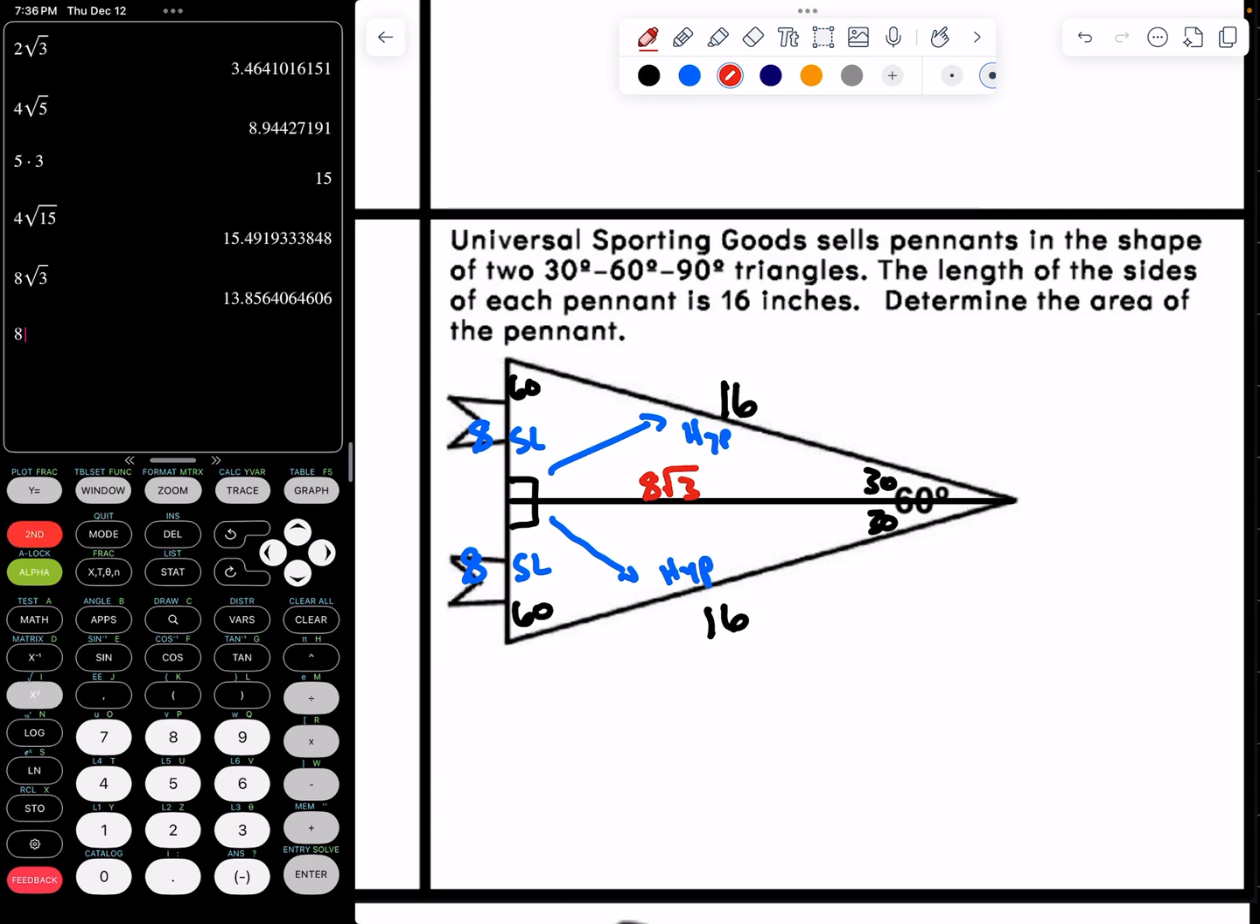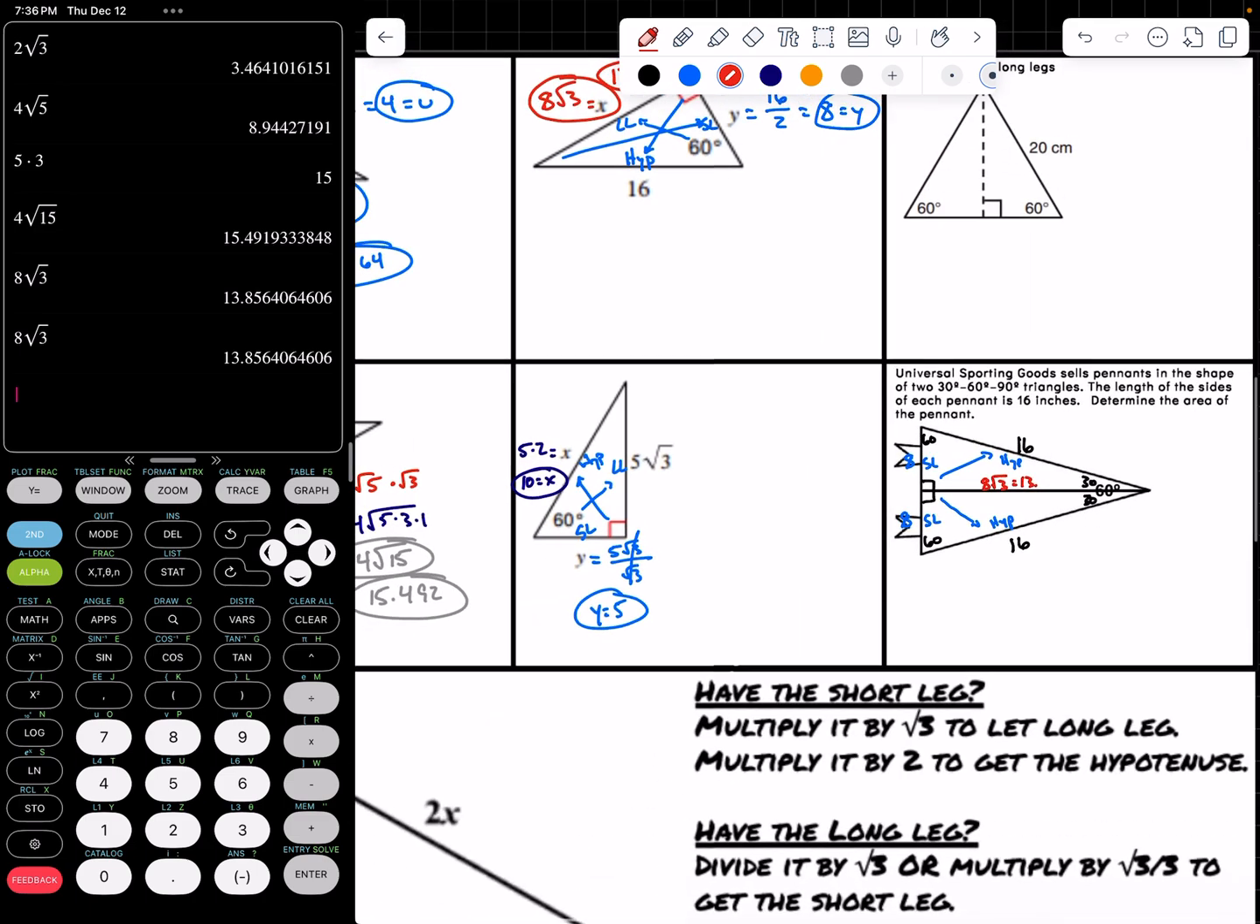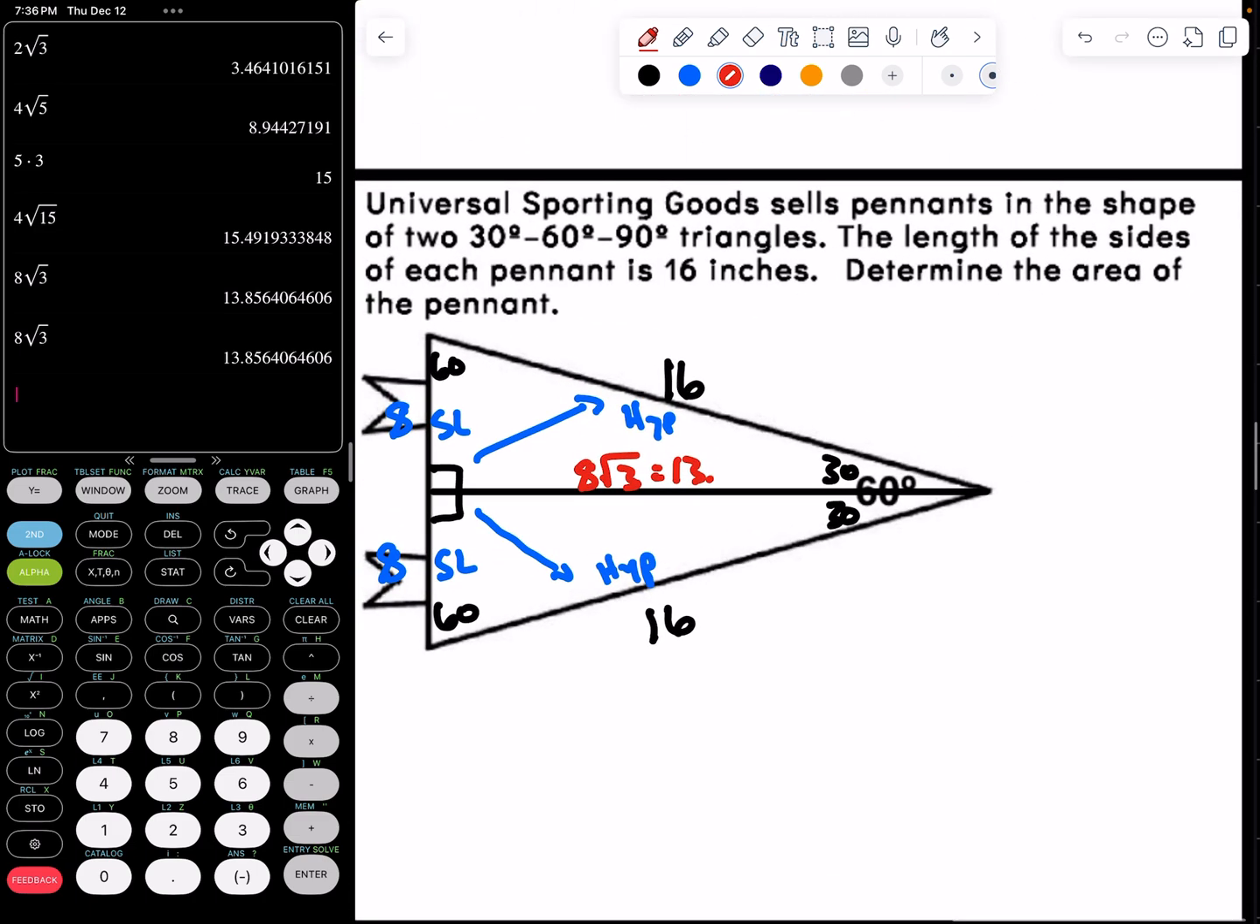8 root 3 can also be seen as 13.856, which is also acceptable.